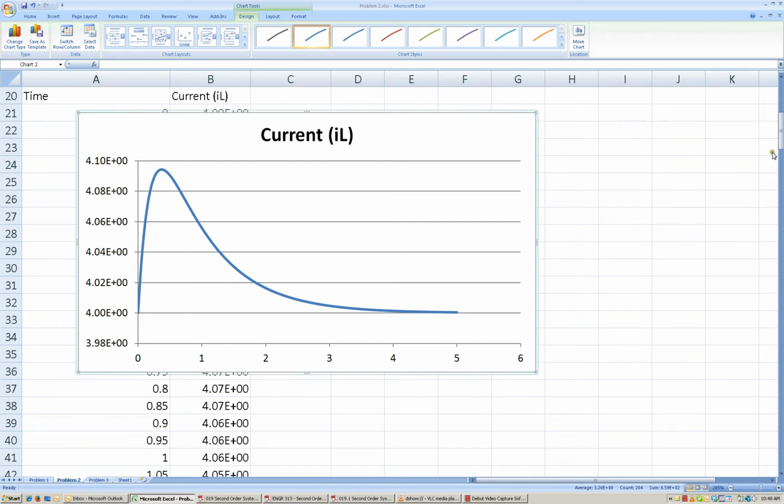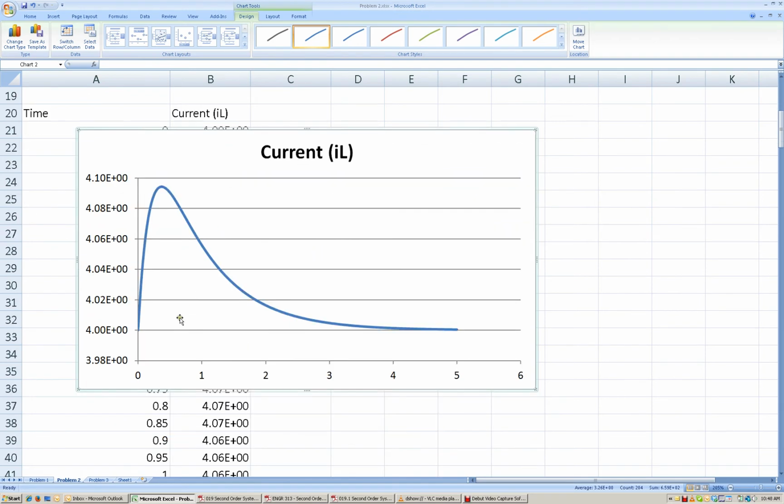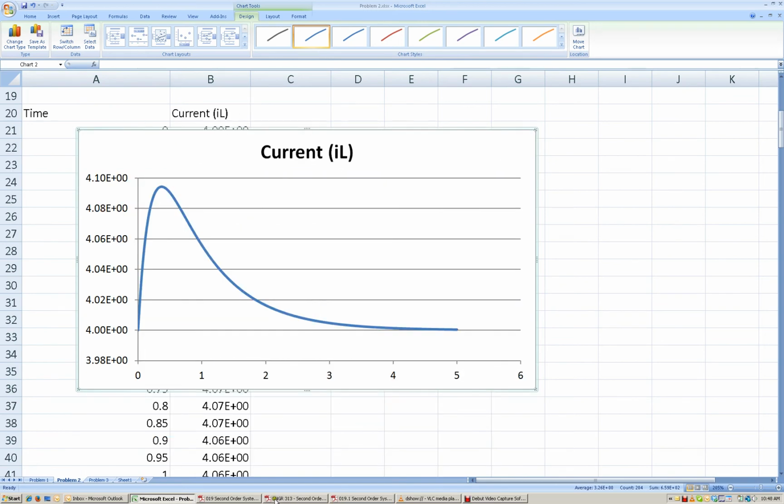And then, right after the switch closes, because our derivative initial condition is a positive value of 0.75 amps per second, the current through the inductor is initially going to shoot up, and then it's going to reach some peak value, and it's going to then settle back out at a constant current of 4 amps, again, because that is our forcing function value. Now, we can make some sense of this again if we look at our derivation, and if we look at physically what's happening with the system.